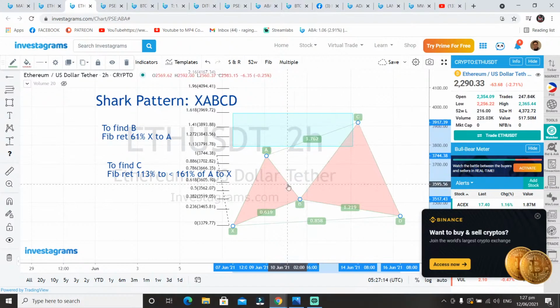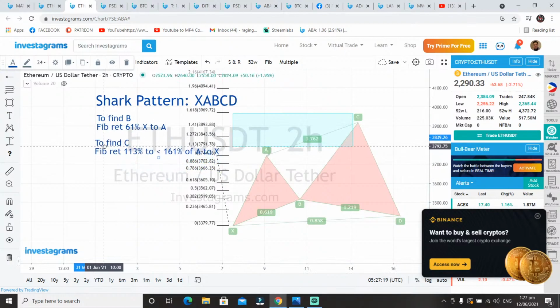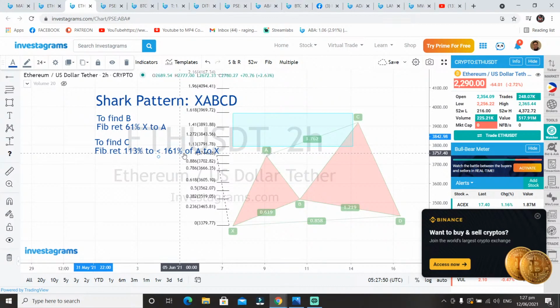Okay, so now we found our C level. So we found our B level from X to A. This is the 61% level, and from this one, from A to X. So finding C, the price fib retracement level should be between 113, or it should be at least 113 to not more than 161, of A to X.